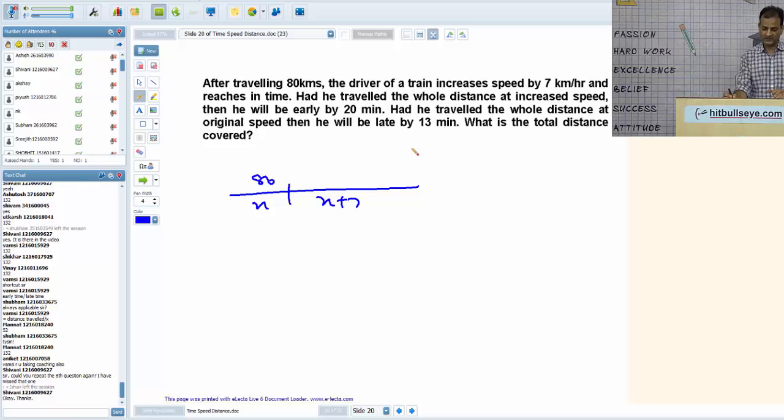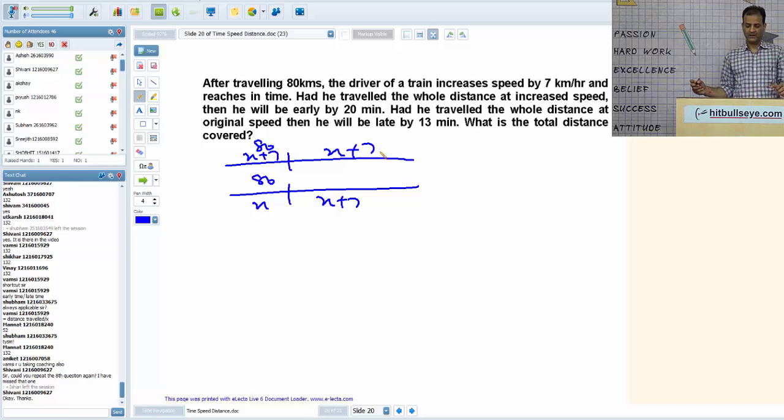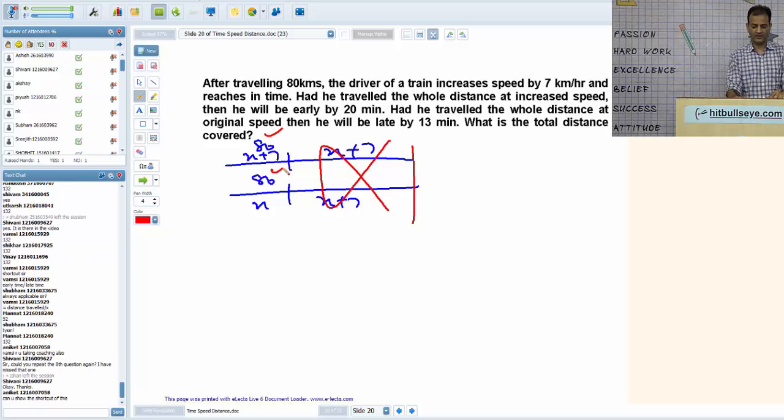Had he traveled the whole distance at increased speed, that means this 80 he has covered with x plus 7, he will be early by 20 minutes. Now you can see, friends, here the distance is same and speed is same, so there is no difference of time. He is early by 20 minutes. Why is he early by 20 minutes? Because in this 80 km area, which he covered with x and which he covered with x plus 7.